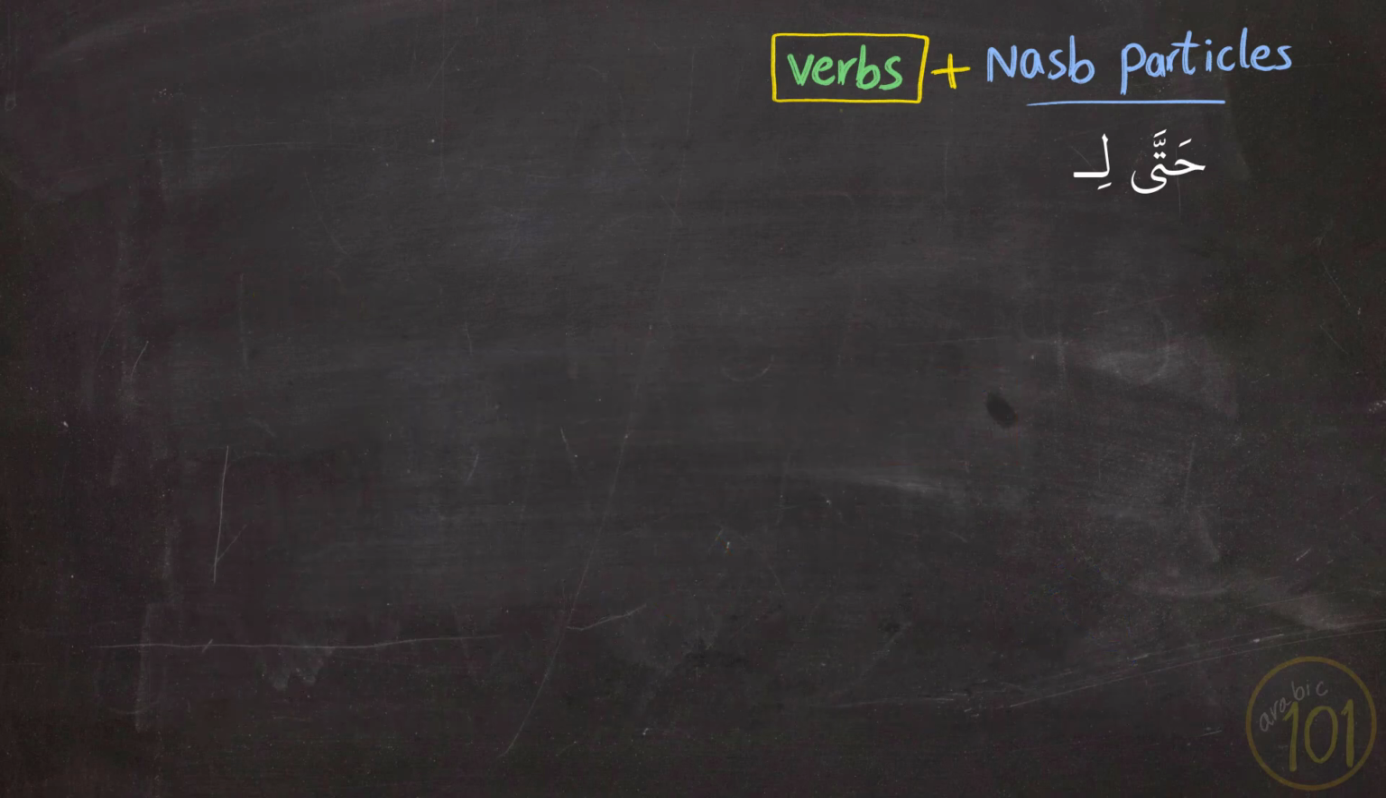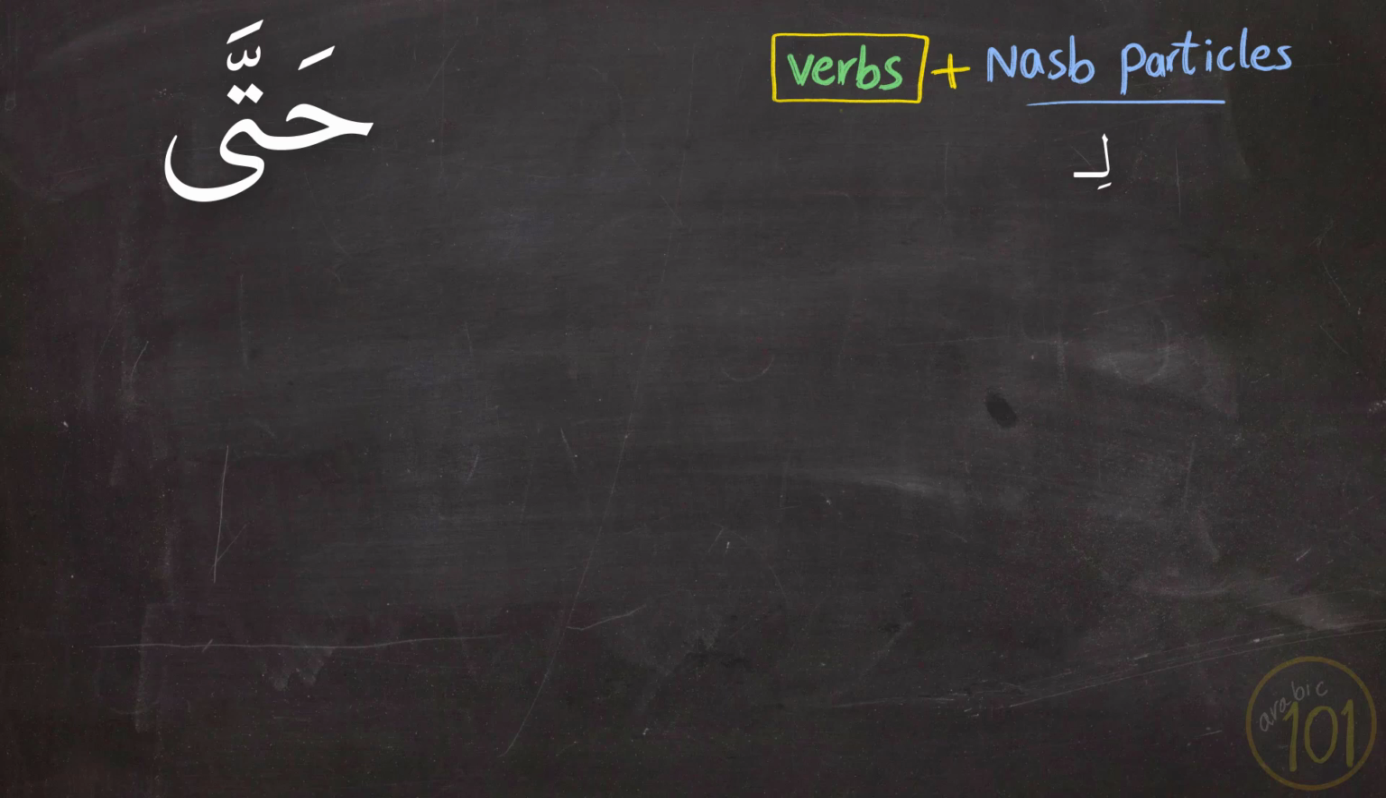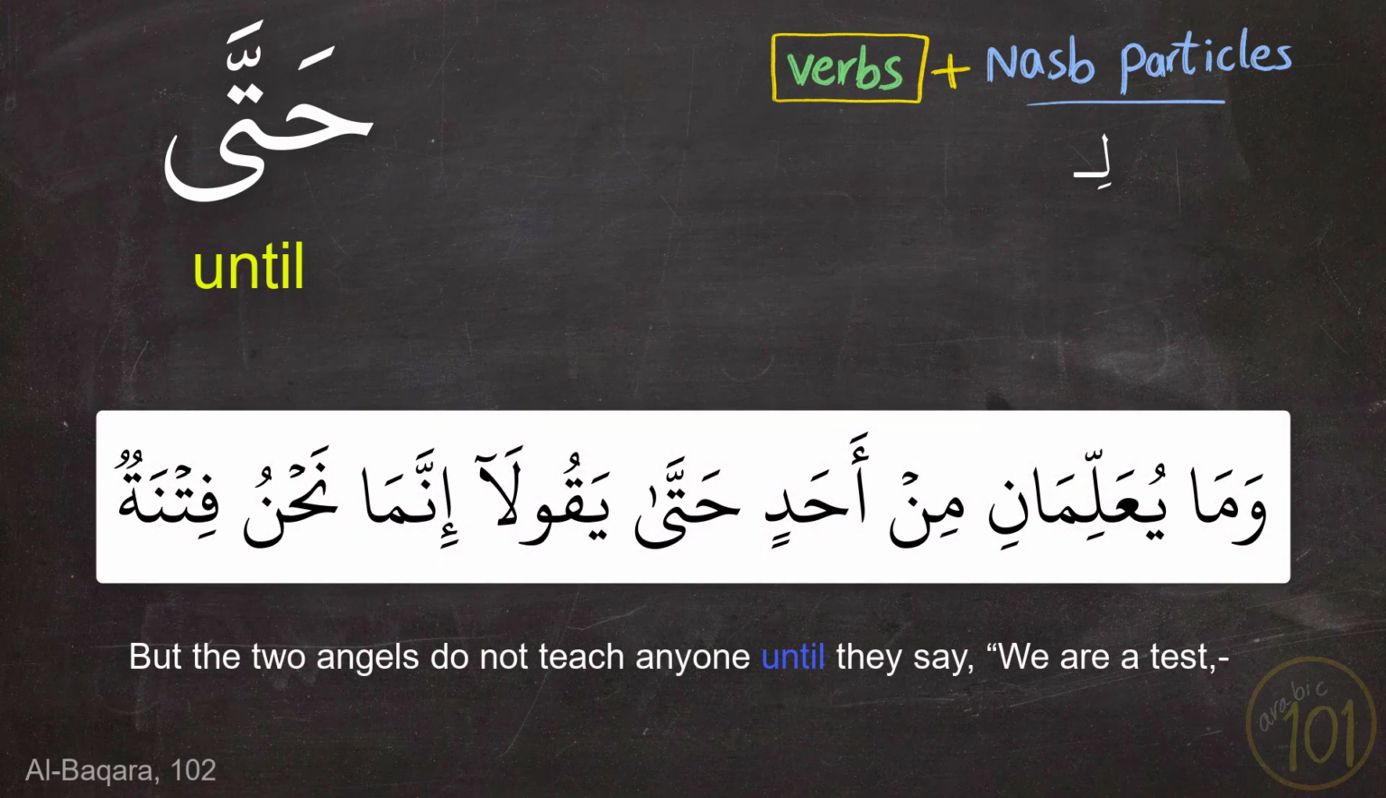The next particle is حتى. Hatta is a very flexible particle in Arabic, but in the Quran, it is mostly used with the meaning of until, and that is what we see in these examples. وَمَا يُعَلِّمَانِ مِنْ أَحَدٍ حَتَّى يَقُولَا إِنَّمَا نَحْنُ فِتْنَةٌ.